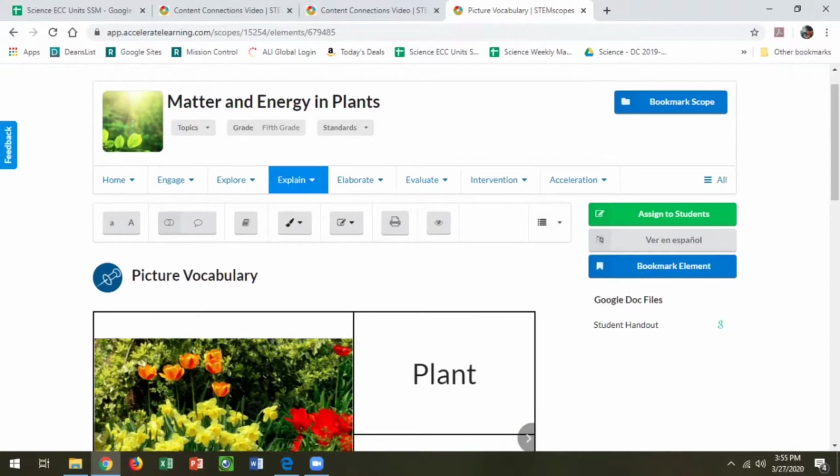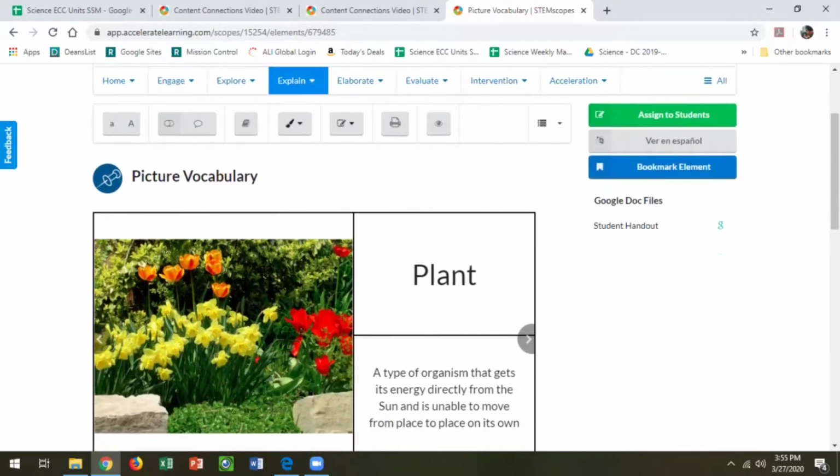Next, we have a plant. What is the definition of plant? If you said a plant is a type of organism that gets its energy directly from the sun and is unable to move from place to place on its own, then you are correct. I'm sure you did not say all of those words, but a plant is an organism that cannot get up and move, and it gets its energy from the sun.